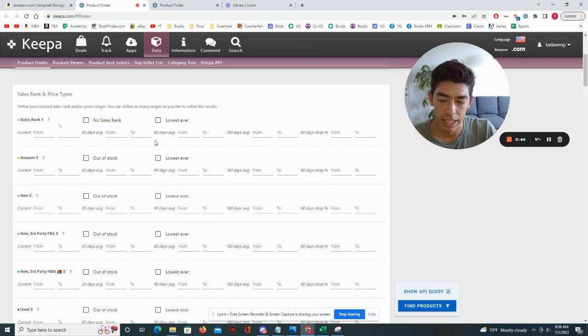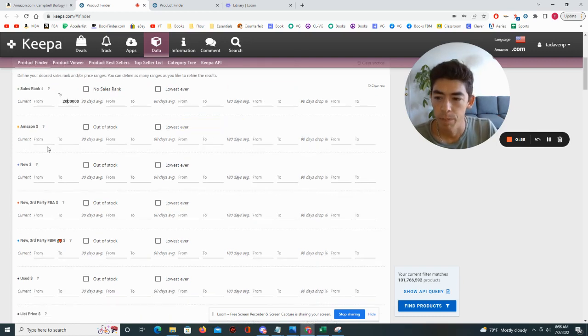So the first thing that I like to do is go ahead and put a sales rank in, right? Because I want to see books that are selling. I'm going to start with books between a rank of 1 and 2 million. Those are basically going to be books that are selling pretty consistently.